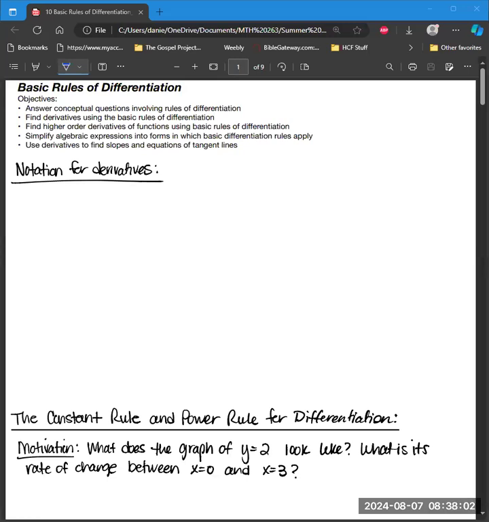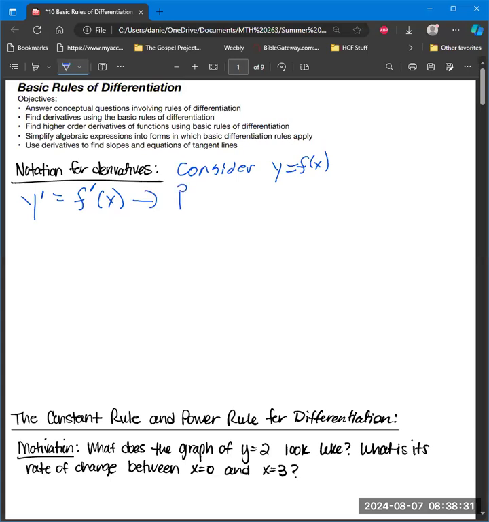Let's just go back to an objective from last time that we talked about a little bit, but we're just going to repeat it here. So consider the function y equals f of x. Then we can denote the derivative as y prime, which is the same thing as f prime of x. And this is prime notation.